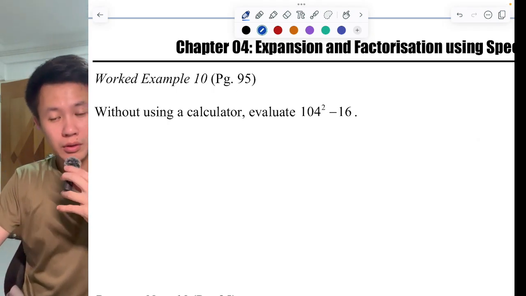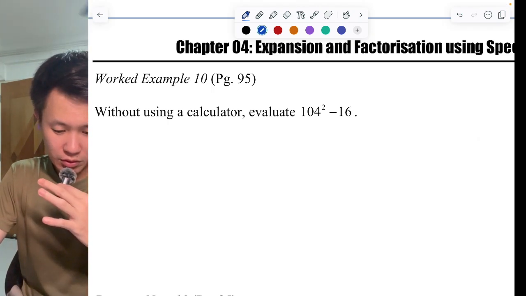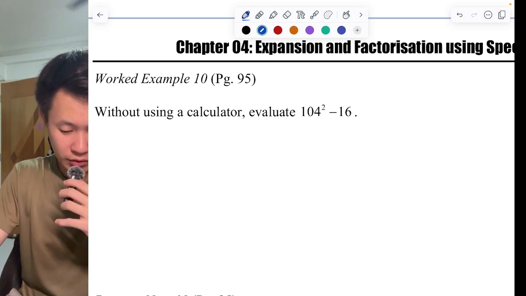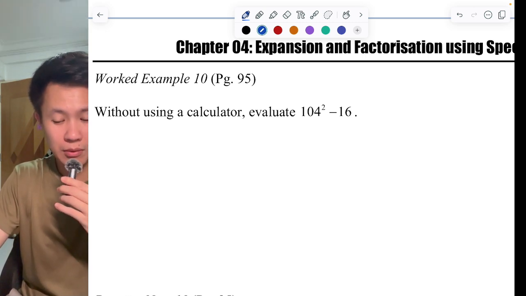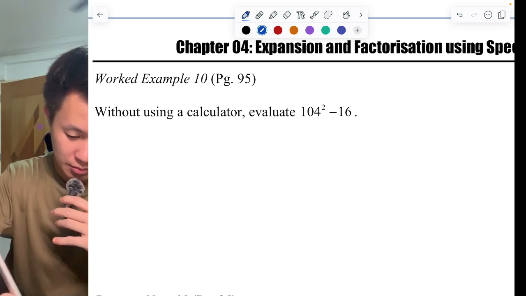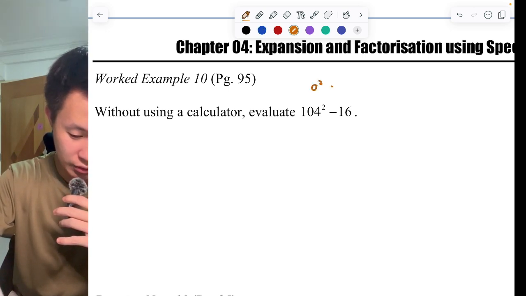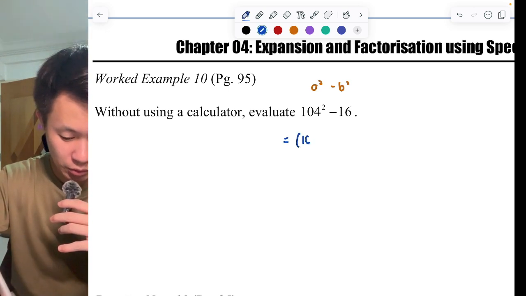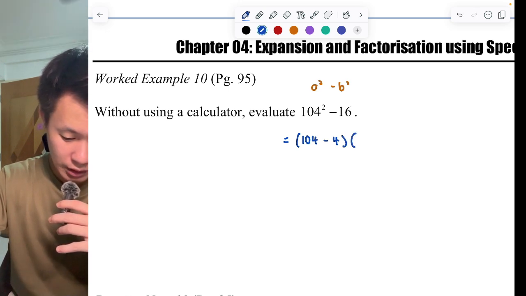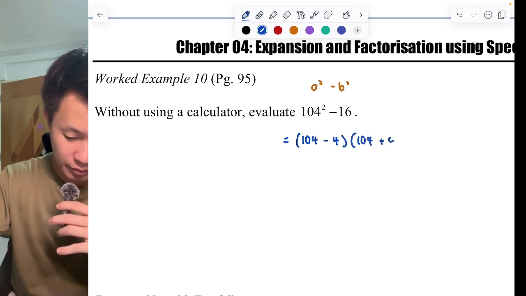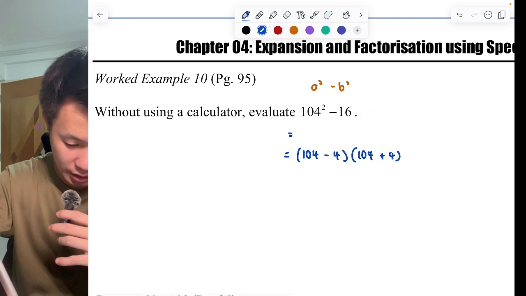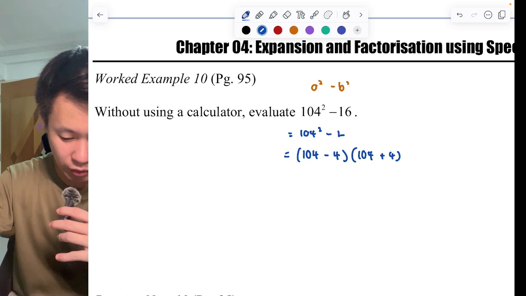Okay, so now that we have mastered the identities, we're going to try to evaluate certain things over here. It's a very simple question, which is to evaluate 104 squared minus 16. This is pretty simple because this is an a squared minus b squared kind of thing. So you can factorize it, and you will have 104 minus 4 times 104 plus 4. Why 4? Because your b squared term is actually 104 squared minus 4 squared.